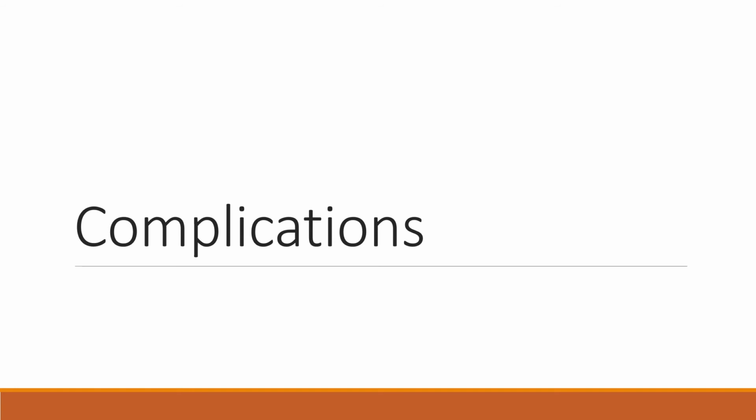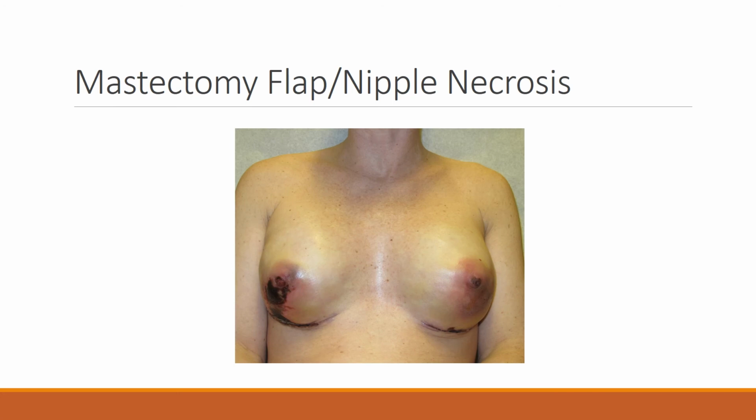Next, I'd like to talk a little bit about complications. After the mastectomy, one of the biggest challenges that plastic surgeons face is something called mastectomy flap necrosis. Mastectomy flap necrosis happens when the breast gland is removed and the overlying breast skin is left thin and damaged and does not have good blood supply. When this happens, the overlying breast skin can die, causing necrosis.